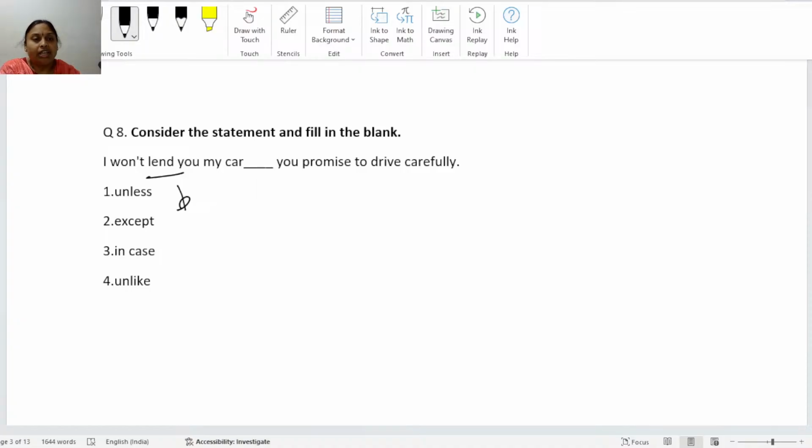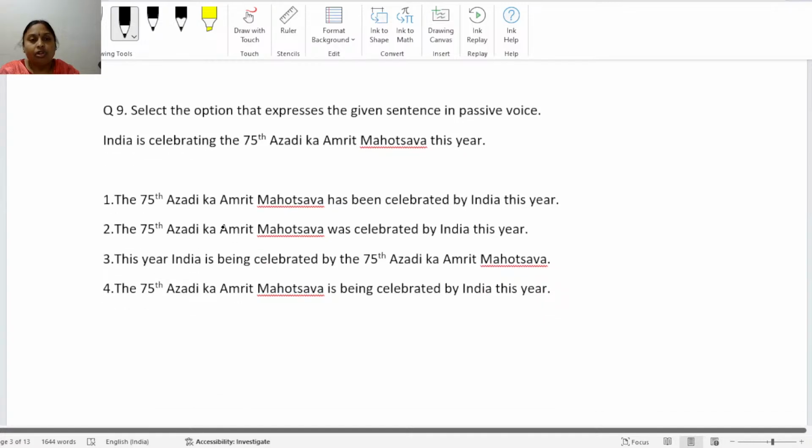So here, except is nothing but we are going to leave it. In case means there is an option, and unlike means we are not going to like it. But here unless means giving the assurance. So that's why unless will be the correct answer. Here first option will come. I won't lend you my car unless you promise to drive carefully. So option is 1.